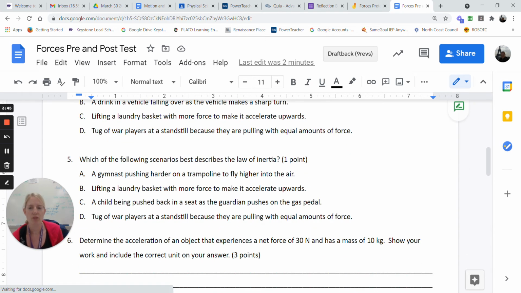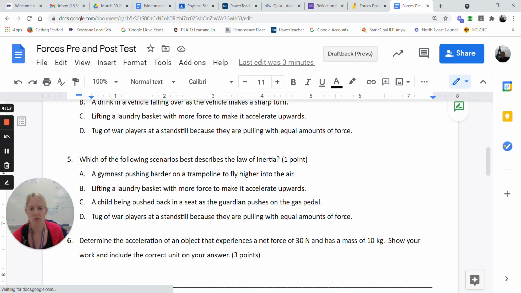Number 5, which of the following scenarios best describes the law of inertia? Okay, so inertia says that basically that objects are lazy. They don't want to change their motion. They don't want to accelerate. They don't want to speed up or slow down or change direction. So in that case, we are looking at trying to find an example where our object is either wanting to stay at rest, or if it's moving, it doesn't want to speed up, slow down, or change direction.